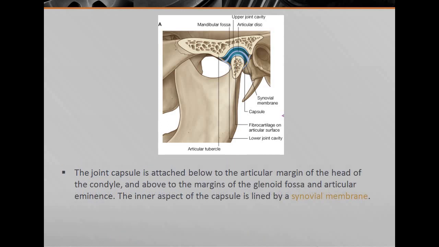The joint capsule is attached below to the articular margin, the head of the condyle. Here it is attached to the head of the condyle and above to the margins of the glenoid fossa and articular eminence. The inner aspect of the capsule is lined by synovial membrane.